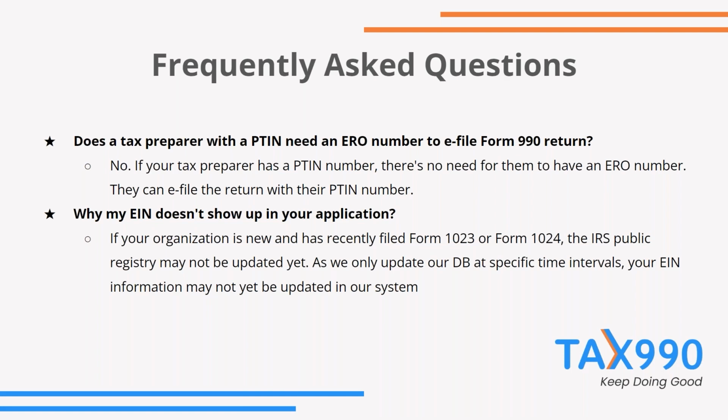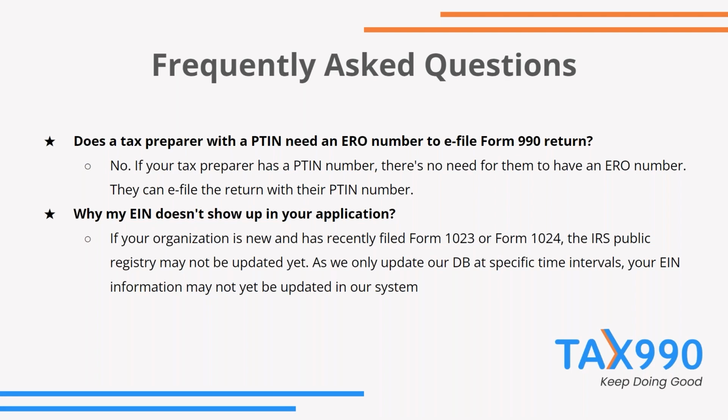Why doesn't the EIN show up in your application? So when you create a new account or add a new organization to your existing account, there are circumstances in which your EIN won't be found. If your organization is new and recently filed 1023 or Form 1024, the IRS Public Registry may not be updated yet. And as we only update our database at specific time intervals, your EIN information may not yet be updated in our system. If this happens, you can still click continue and manually add your EIN and organization information.